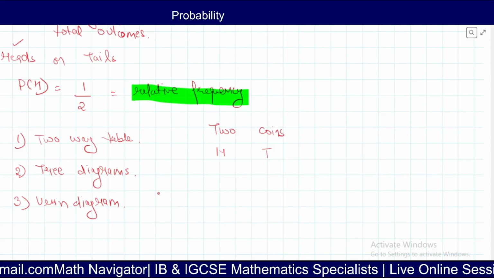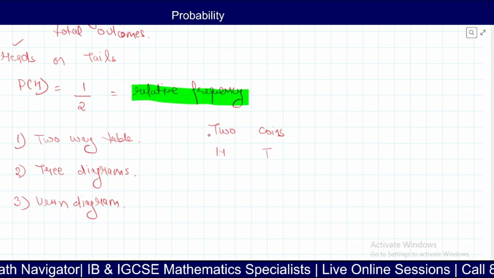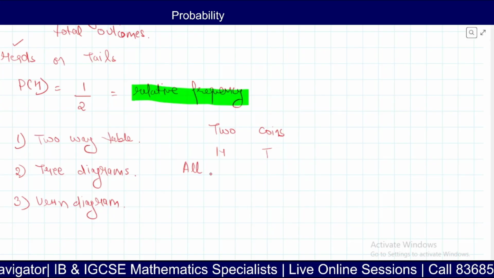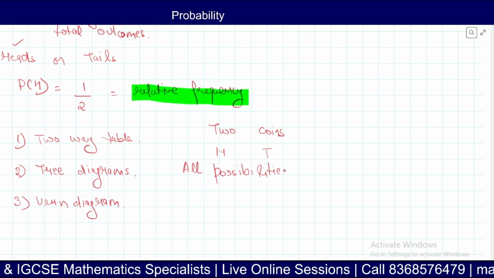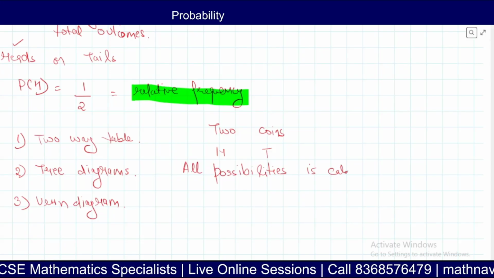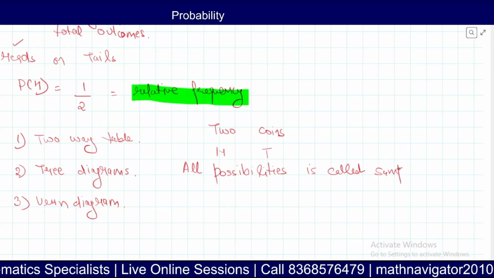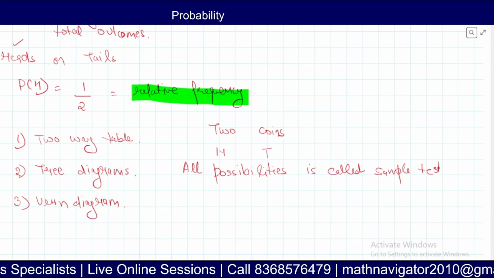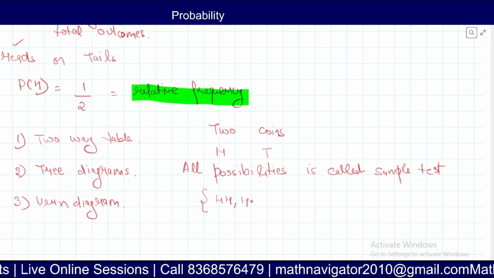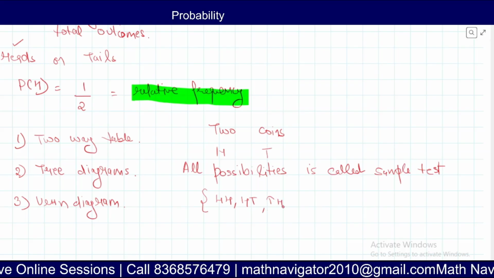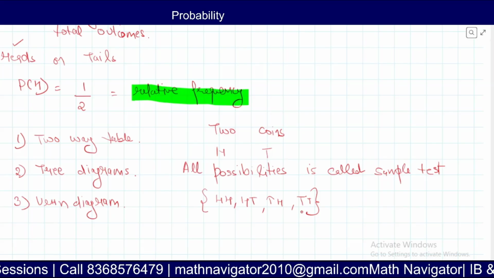Or I can ask you the probability of getting the first as a head. All the possibilities is called the sample set. What is the sample set for this? Head head, head tail, tail head, and tail tail. So this is the sample set for this event, right?